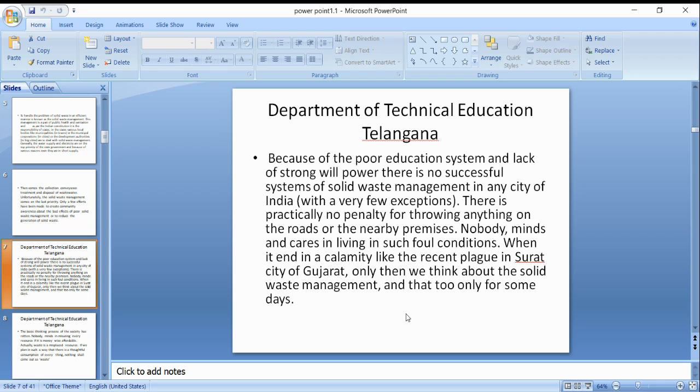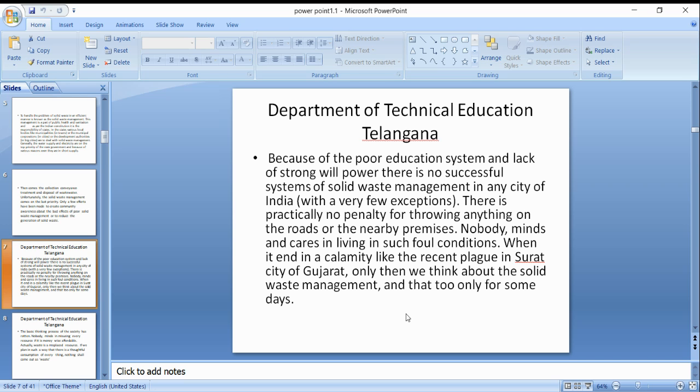Because of the poor education system and lack of strong willpower, there are no successful systems of solid waste management. Nobody gives importance to it, and practically there is no penalty. If we keep a penalty for throwing garbage outside, the people will get awareness and will not throw it outside.